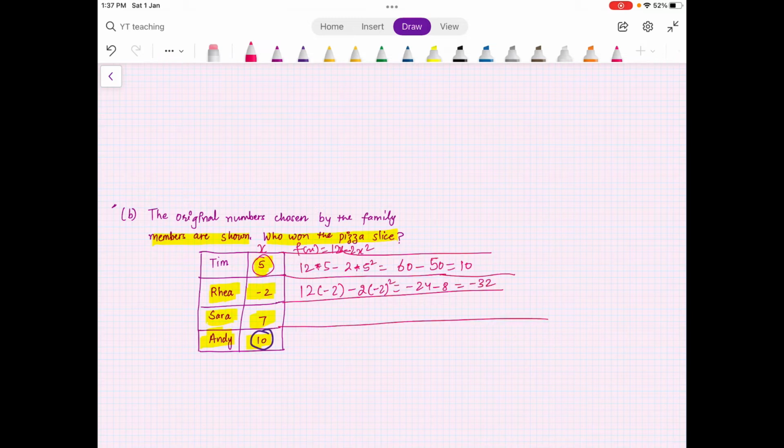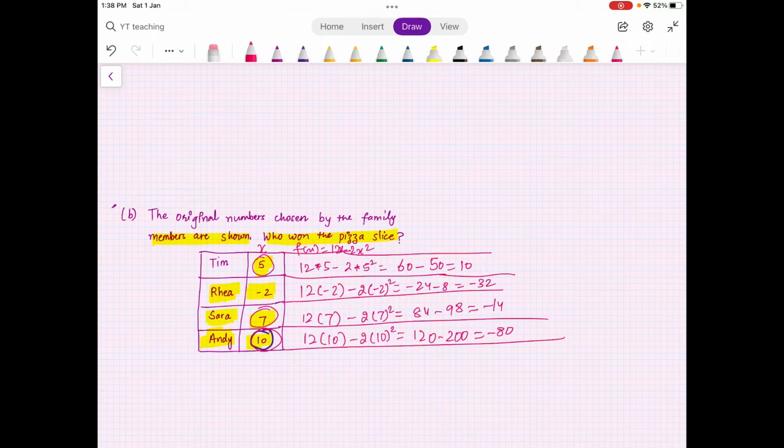And here x is your 7. So this is 12 times 7 minus 2 times 7 square. So this number is going to be 84 minus 98. So this is minus 14. Right. So now you look at the last one. Last one is your x is 10. So 12 times 10 minus 2 times 10 square. So this is 120 minus 200. So this is minus 80.